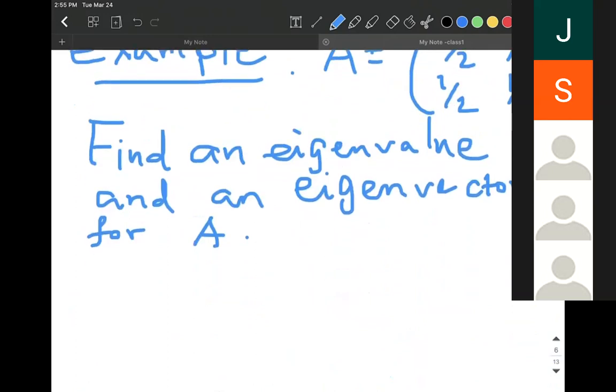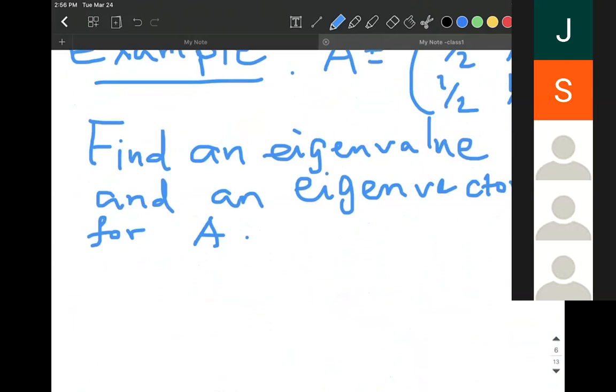Okay, so find an eigenvalue. Will that always be true? That when you have two eigenvalues for a given vector, that they'll be perpendicular? No. In this case, it's orthogonal. In this case, they are perpendicular, but there would be situations where they're not.